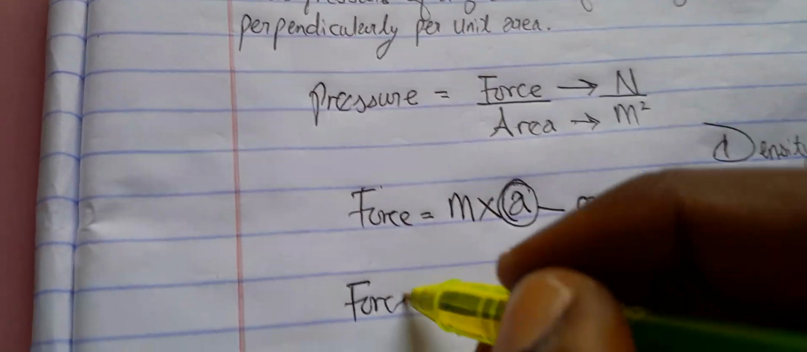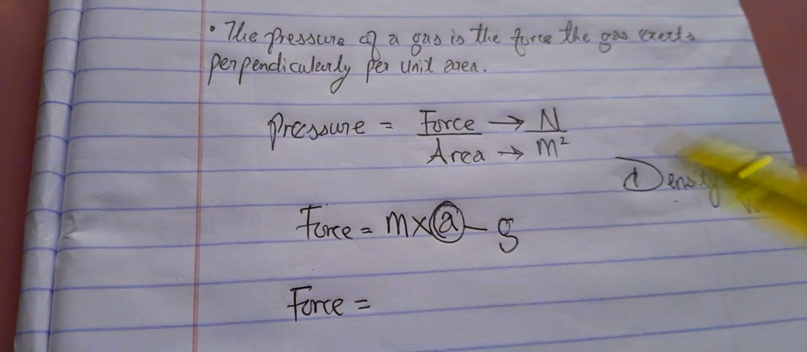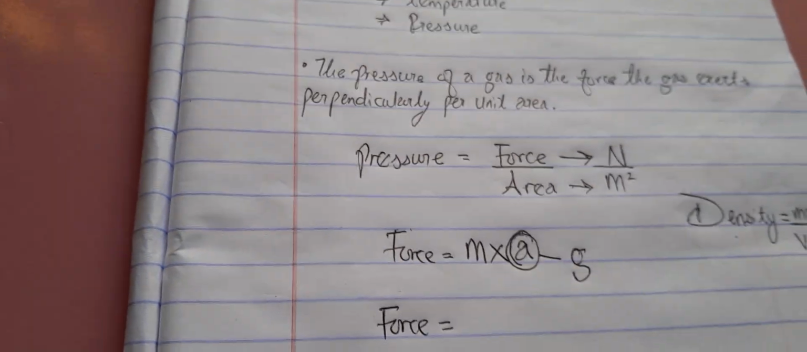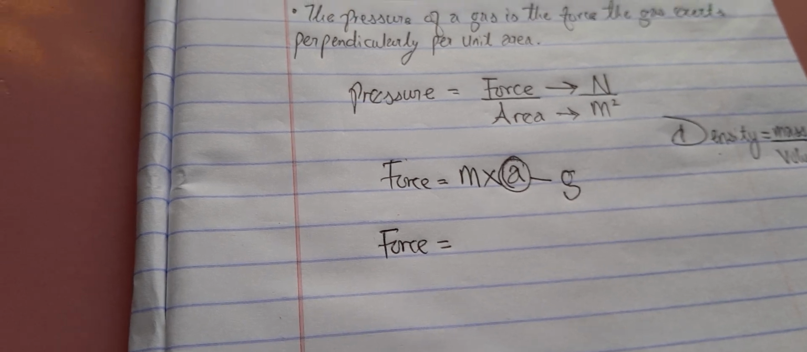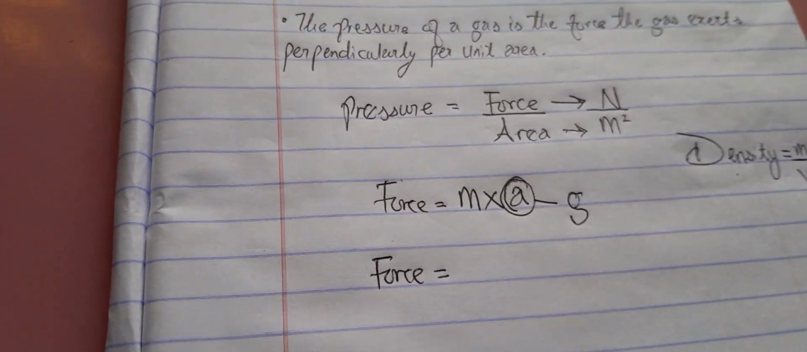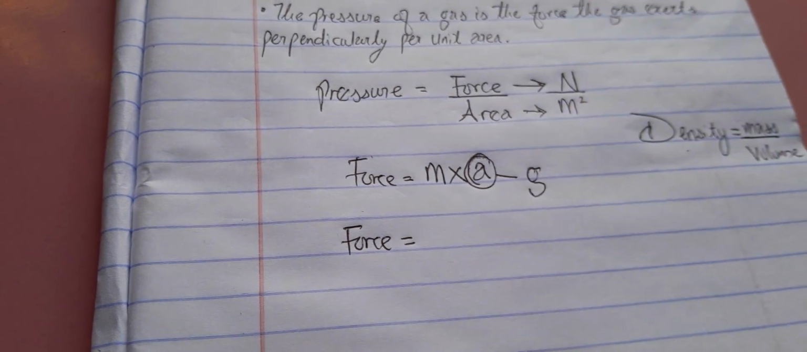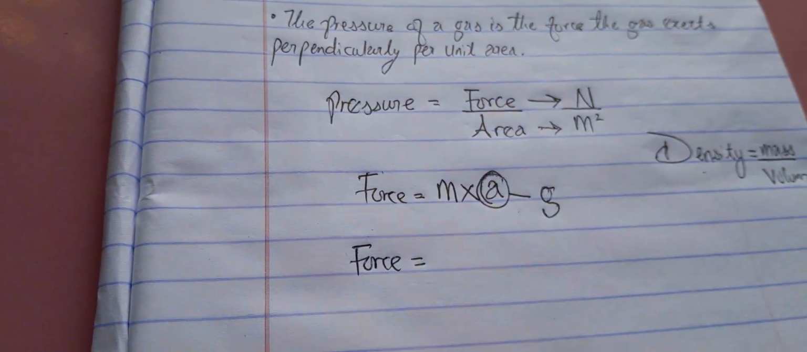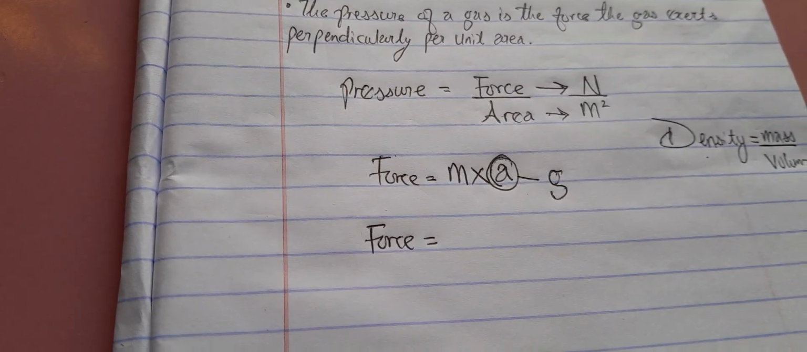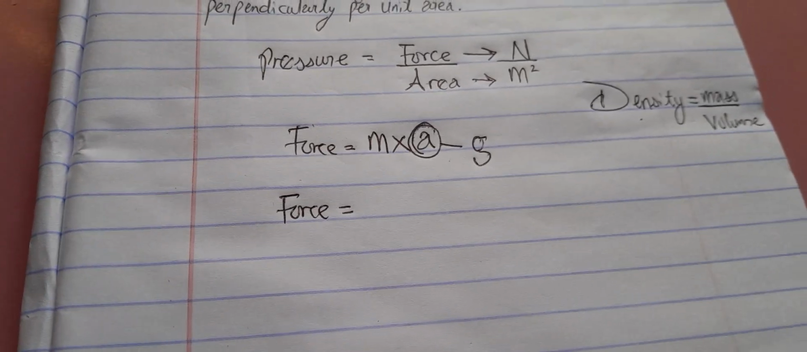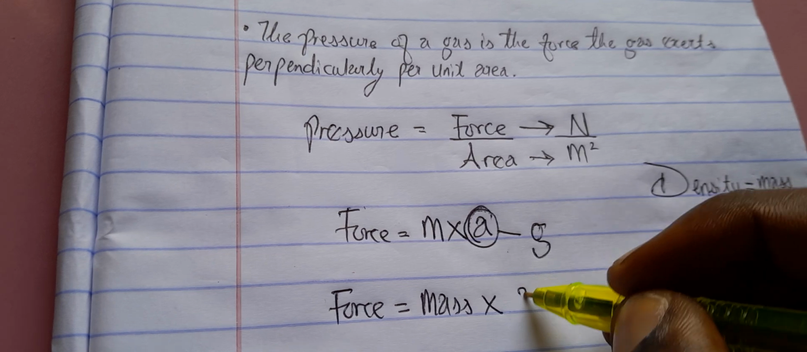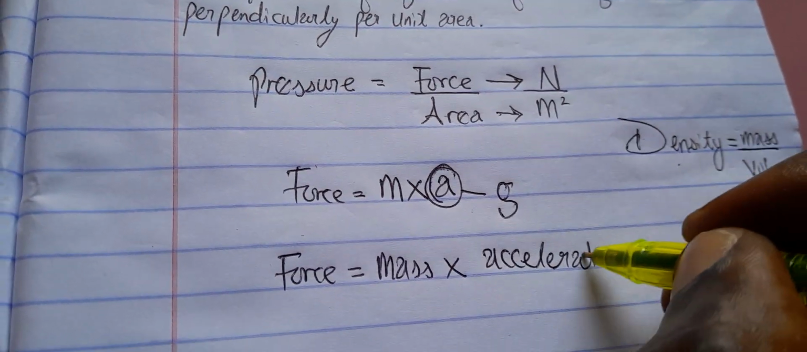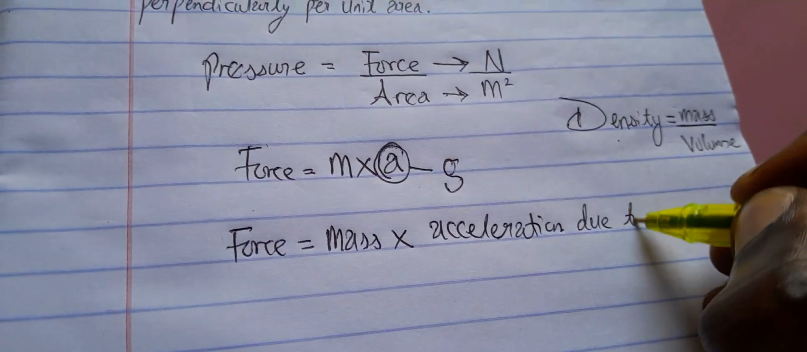So force. Now, someone will be asking, why can I do the same thing? Okay, if two quantities share the same unit, then we can equate them to each other, such as work done and energy. So the unit for acceleration is meter per second square. The unit for acceleration due to gravity is 10 meter per second square, or 9.8 meter per second square, or 9.81 meter per second square. So force now is mass times acceleration due to gravity.